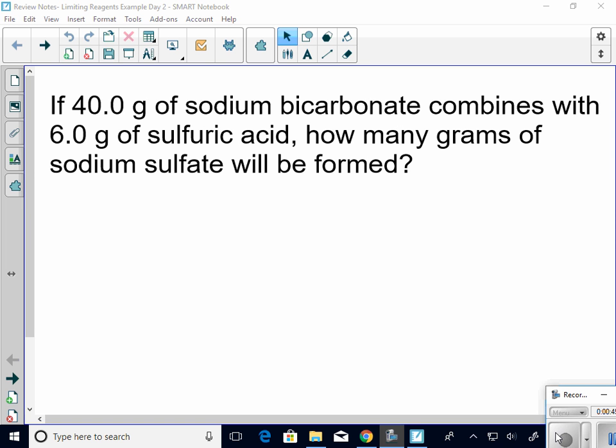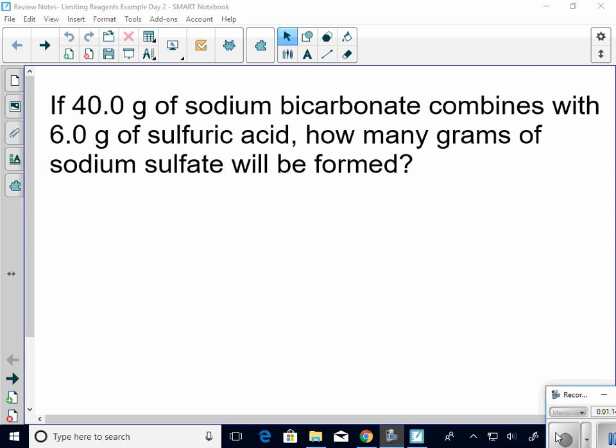If 40.0 grams of sodium bicarbonate combines with 6 grams of sulfuric acid, how many grams of sodium sulfate will be formed? Well, the first thing we have to do is we have to have a balanced chemical equation. So let's go through and figure out our equation.